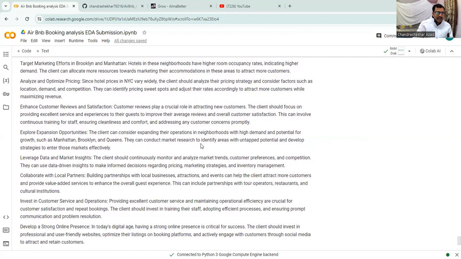Next is to enhance customer review and satisfaction. Customer reviews play a crucial role in attracting new customers. The client should focus on providing excellent services and experiences to their guests to improve their average review and overall customer satisfaction. This can involve continuous training for staff, ensuring cleanliness and comfort, and addressing any customer concern promptly.